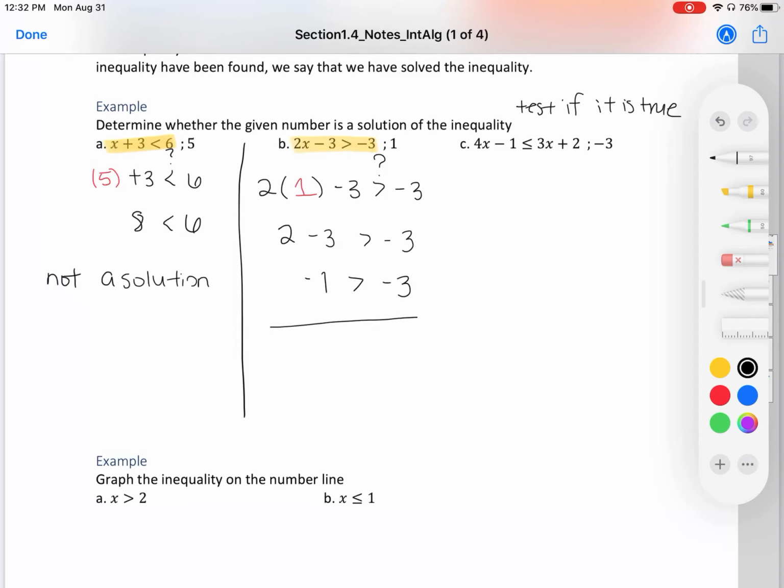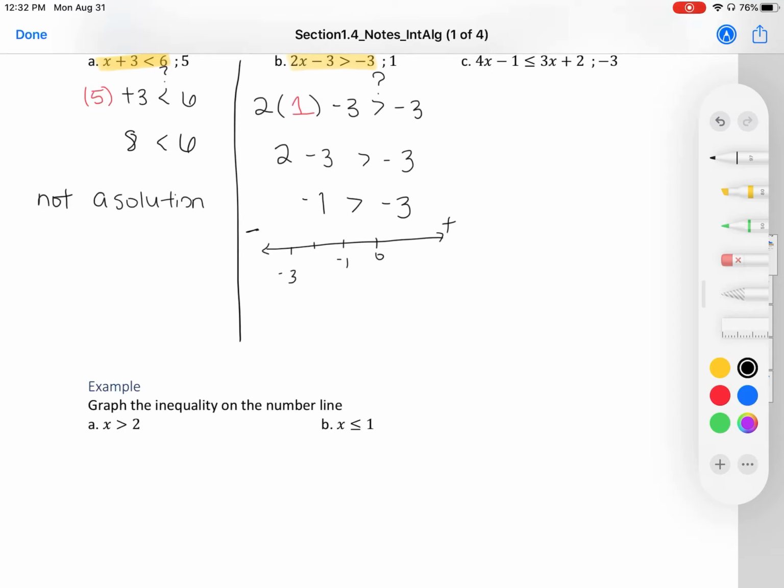If you're ever unsure, you can draw them and compare. I have 0, negative 1, negative 3. Negative 1 is a larger number than negative 3. So it is larger, it is greater than, so yes, it is a solution.